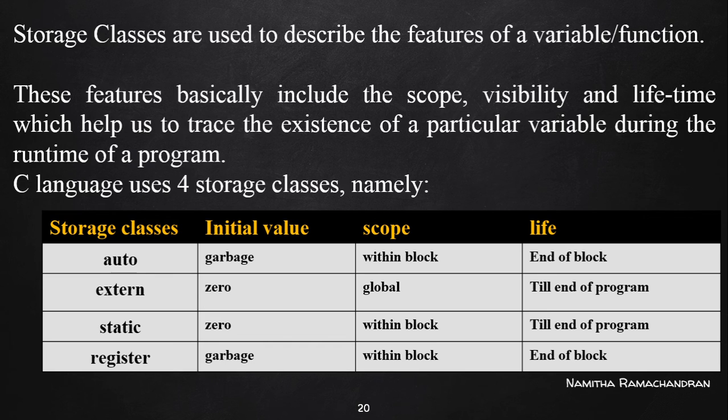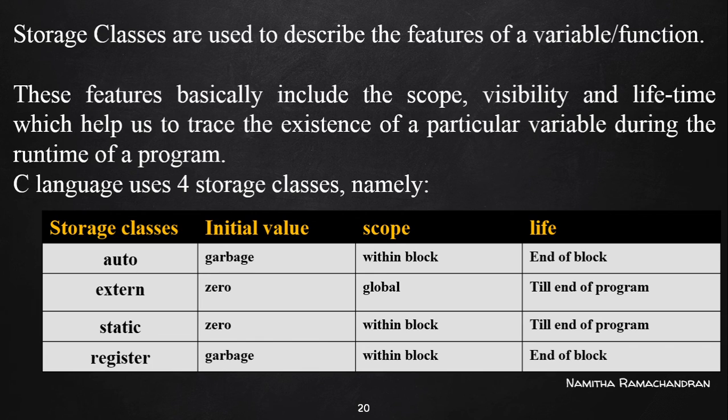We have basically four types of storage classes in C: auto, extern, static and register. For an auto type variable, if it is declared, by default it is initialized with a garbage value. For a register type variable also, if it is declared, then by default it is initialized with a garbage value. Garbage value means whatever value is present in that particular memory location.